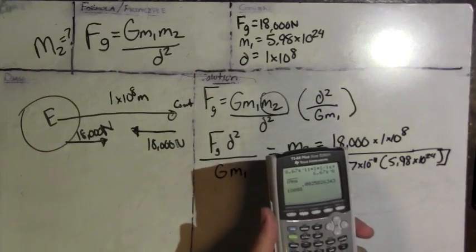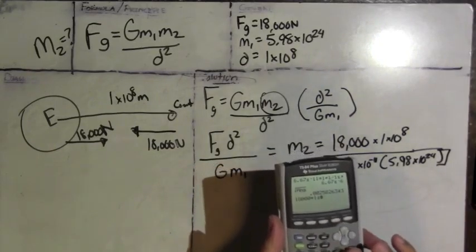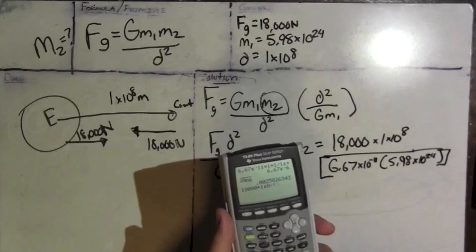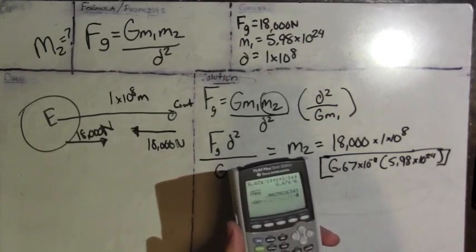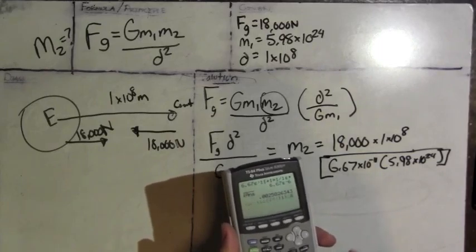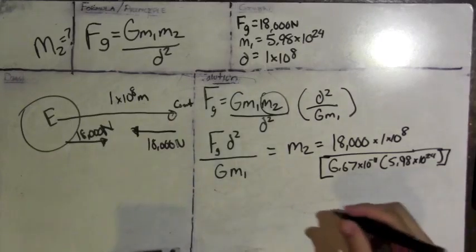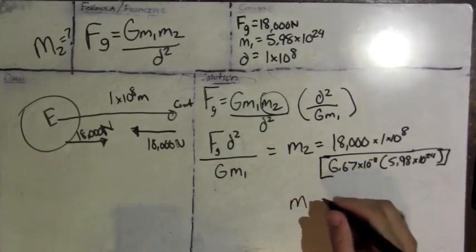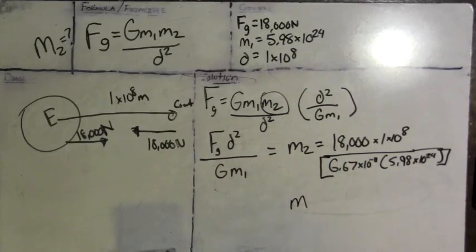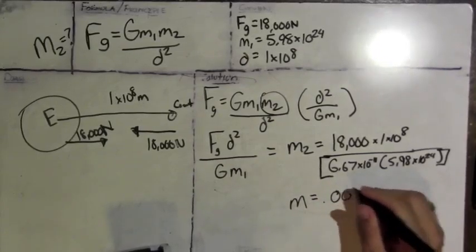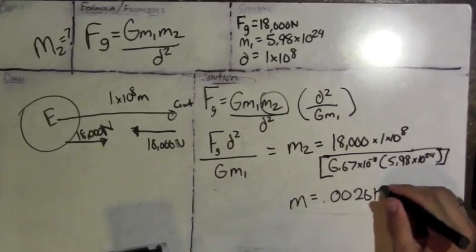So 18,000 times 1e8 divided by parentheses 6.67 e minus 11 times 5.98 e24. And when you do that, you get a very, very, very small mass, you get a very, very small mass of 0.0026 kilograms.